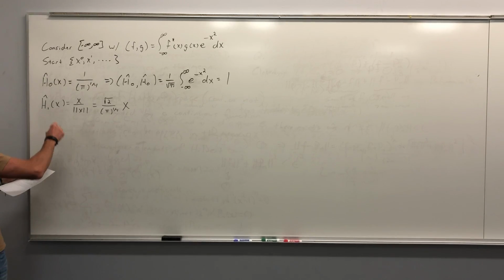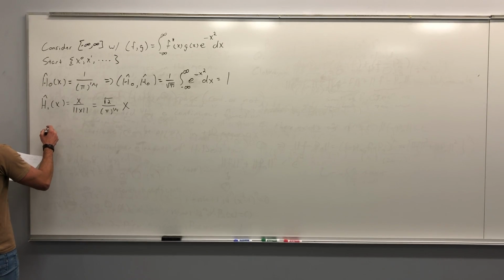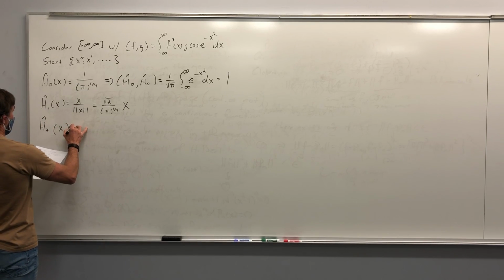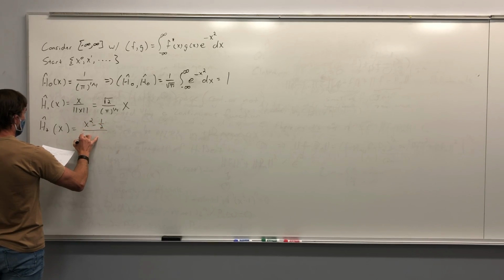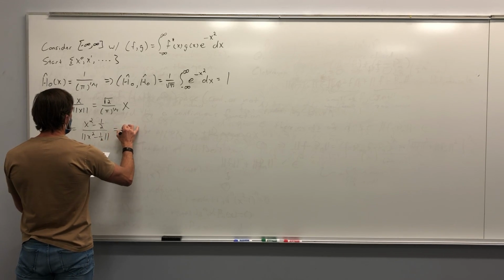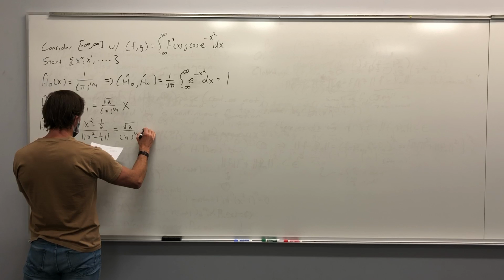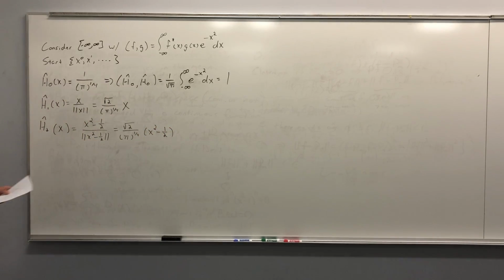Obviously there's more to the Gram-Schmidt story, but I'm cutting corners. It's written up in the notes. But h2, which ends up being x squared minus 1/2 over the magnitude of x squared minus 1/2, comes out to be root 2 over pi to the 1/4 times x squared minus 1/2.